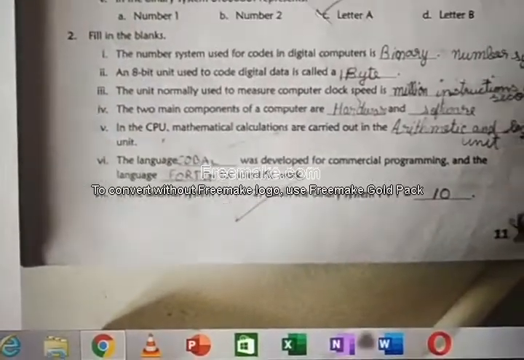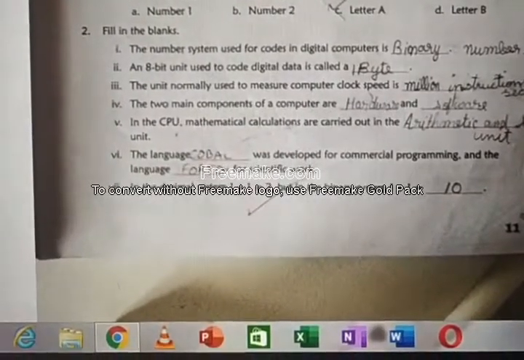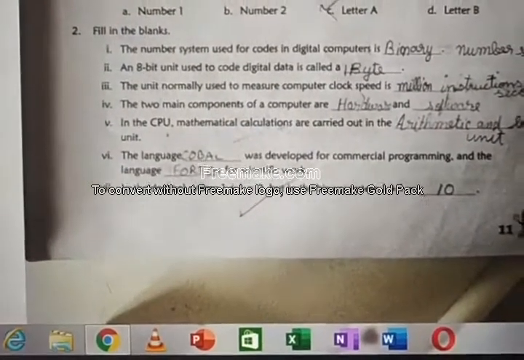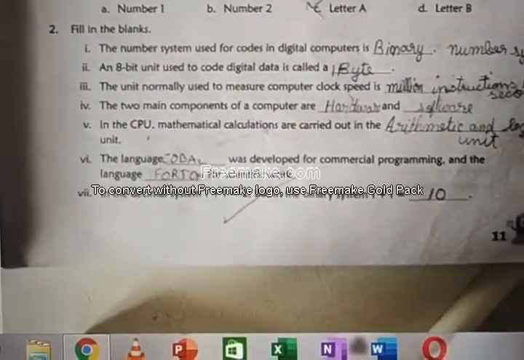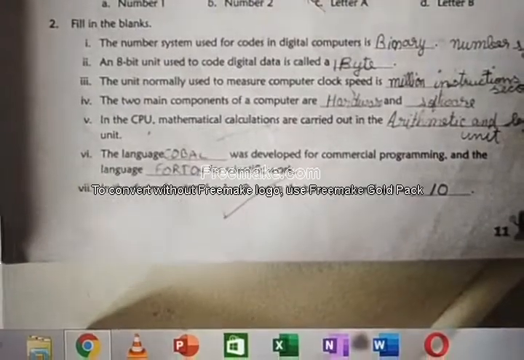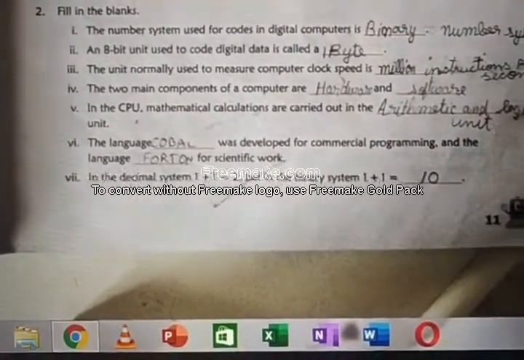Okay. The language dash was developed for commercial programming and the dash language for scientific programming. For commercial programming, it is COBOL. Write everything in capital letters, COBOL. And for scientific programming, it is the Fortran language, Fortran.